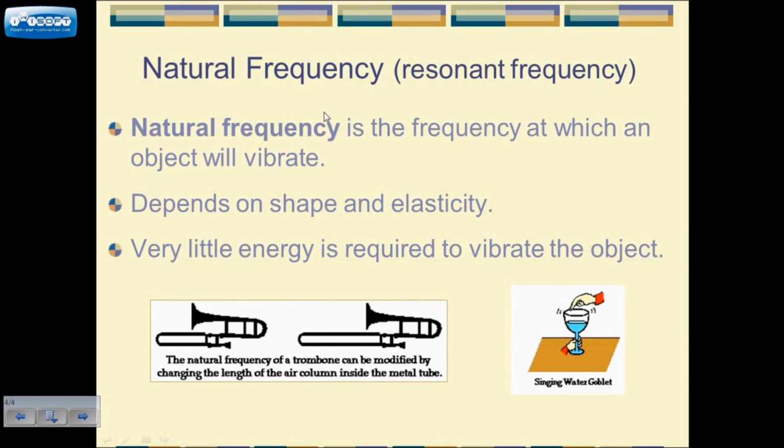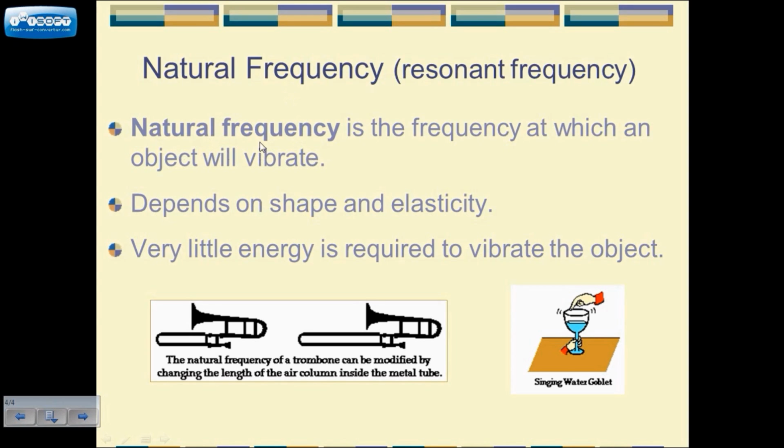So the next part of that definition was natural frequency. And natural frequency is the frequency at which an object will vibrate. So naturally, objects will vibrate at a certain frequency. There's a really interesting video link on my website with this PowerPoint to a bridge that is vibrating at its natural frequency in the wind.